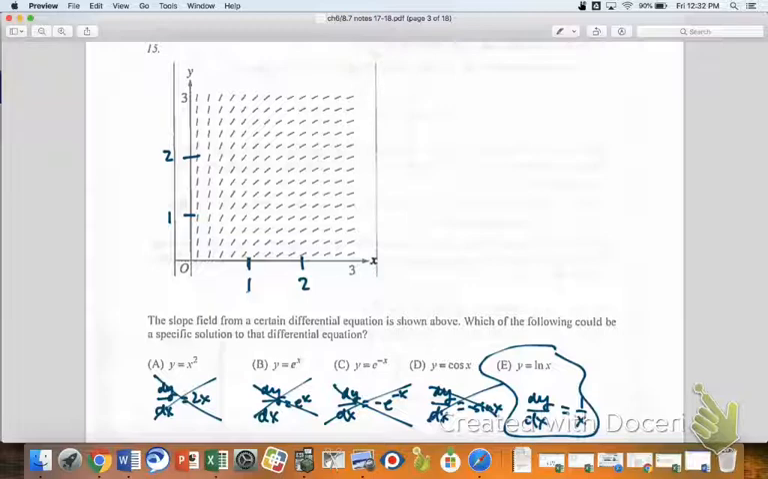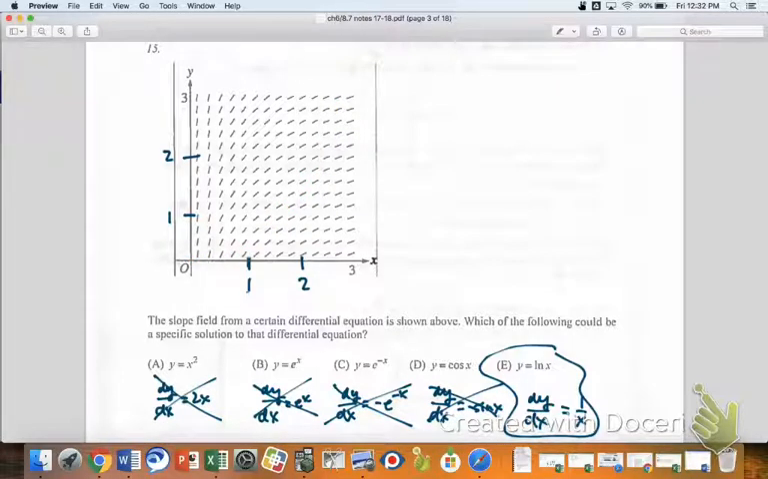You want to know the fast way? If you know parent graphs, this is over in 10 seconds. So check this out. Maybe this would be an encouragement to you to go back and review parent graphs. First one's easy. Here is x squared. Does that match the pattern of slope fields? Not at all. A is out.